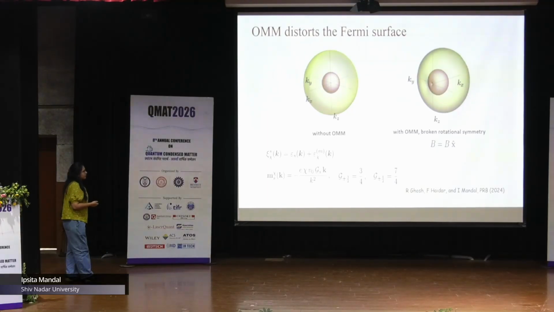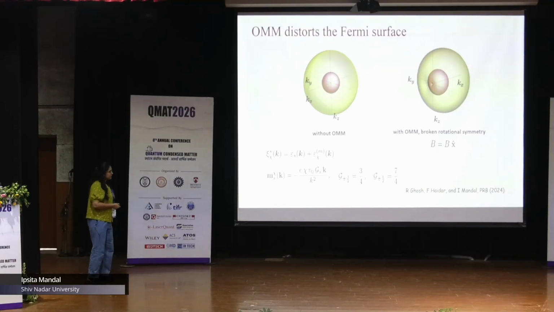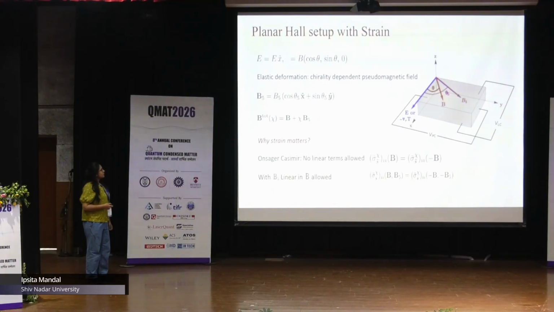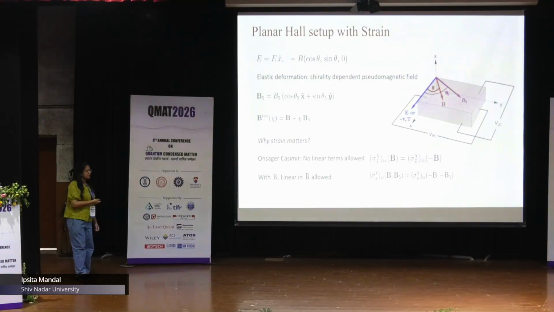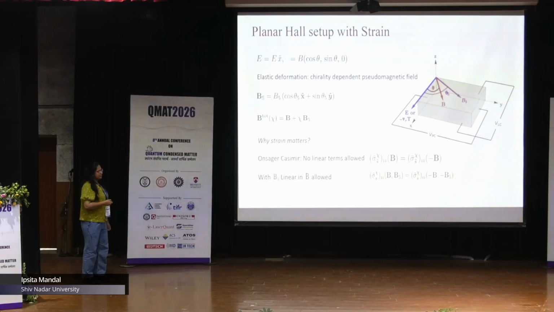As I said, the OMM changes the energy dispersion, and we can see while plotting the Fermi surface that in the absence of OMM we have perfect spheres, while in the presence of OMM and magnetic field in a certain direction, let us say, it squeezes the sphere in that direction. So the two concentric spheres now have been squeezed along this kx direction. This is our setup, planar Hall setup, where we have an electric field and a magnetic field within the plane at a certain angle theta.